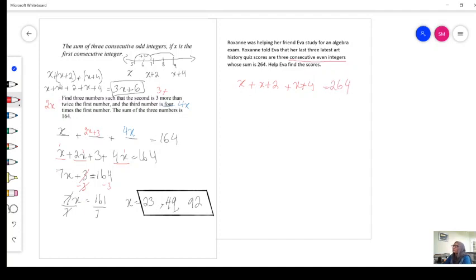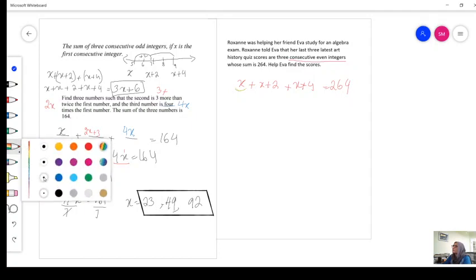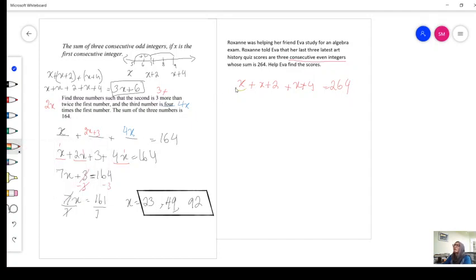Now combine the like terms. I will combine my like terms. This is my like term. Okay, I have to make it bigger. Okay, that's my like term. That's my like term. That's my like term. So 1, 2, 3. So I have 3x.